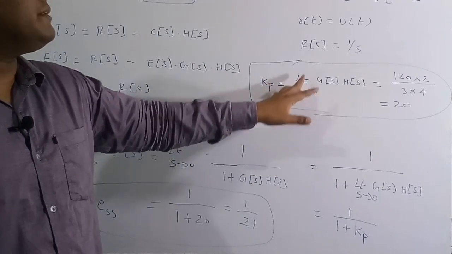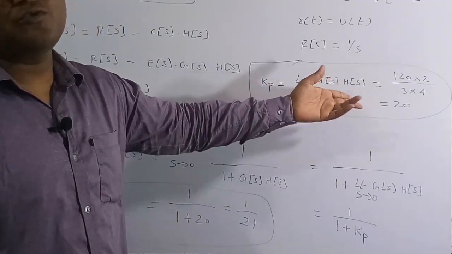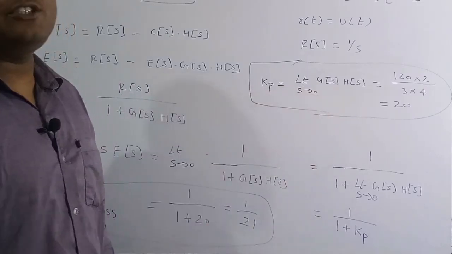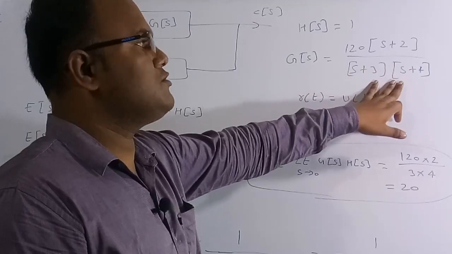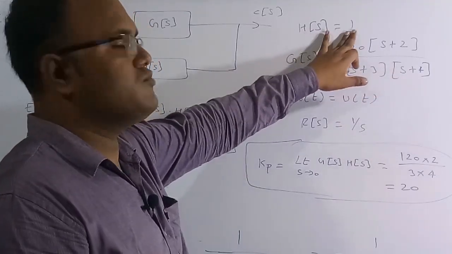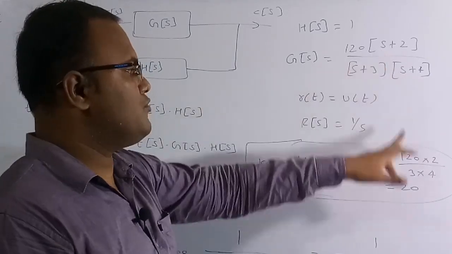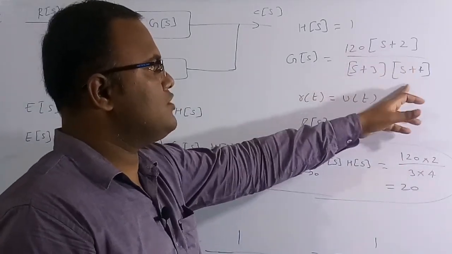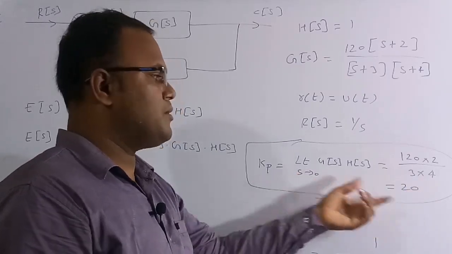So KP is equal to limit s tends to 0 of G(s) into H(s). As H(s) value is equal to 1, we are going to get only G(s). So G(s) value is 120 into (s plus 2) by s plus 3 into s plus 4. The H(s) value will be equal to 1. So in place of s I am going to replace s by 0. Therefore 120 into 2 by 3 into 4. If you solve this one, we are going to get 20. So 20 is called the proportional constant.